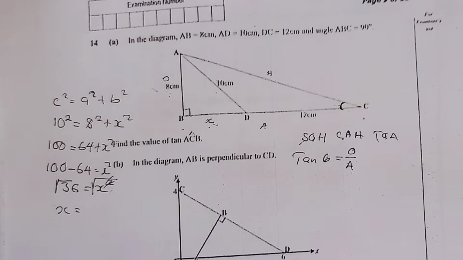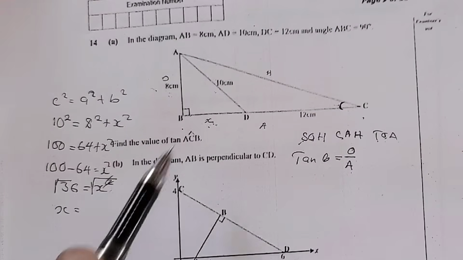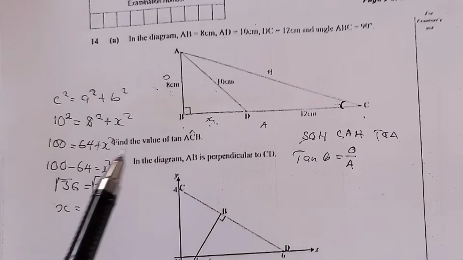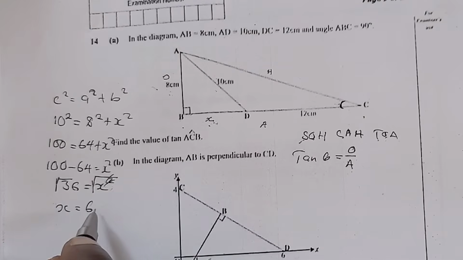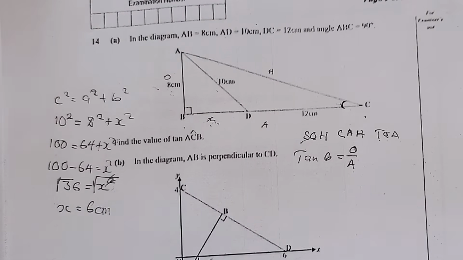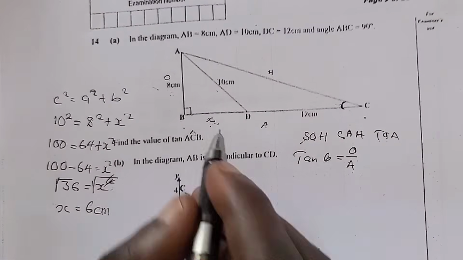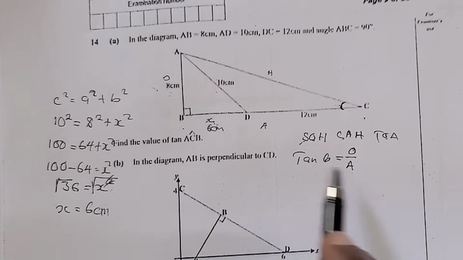Do you know that when you square root a number, you can have either positive or negative? But for this one, we're going to take the positive, because you can't have a negative distance. So the square root of 36 is just 6. In other words, x is 6 centimeters. So having calculated the value of x, this is 6 centimeters. We can now substitute here.